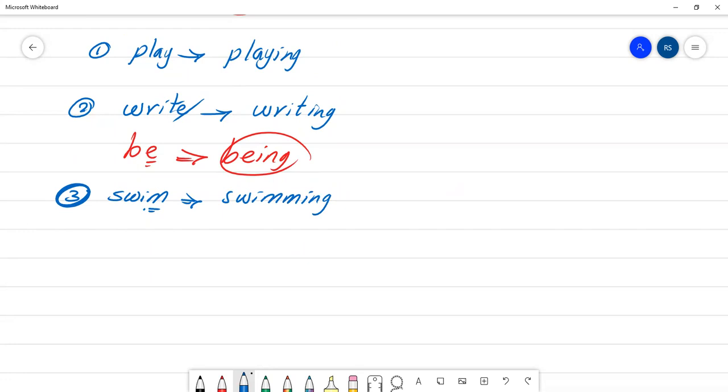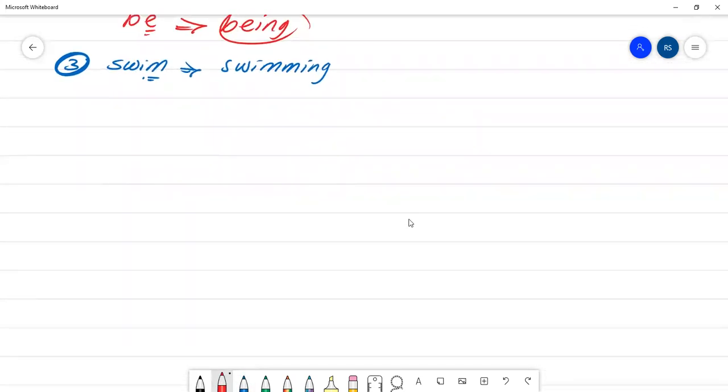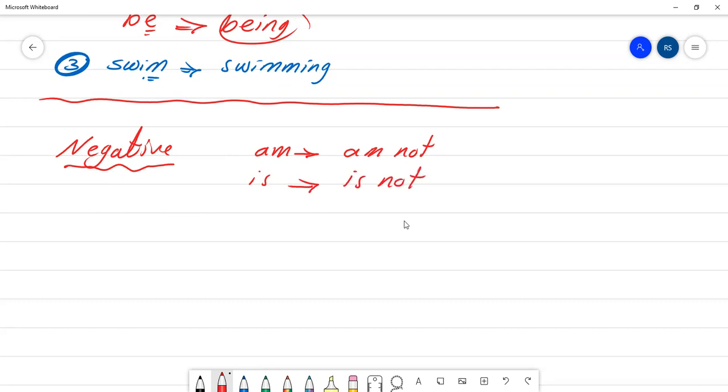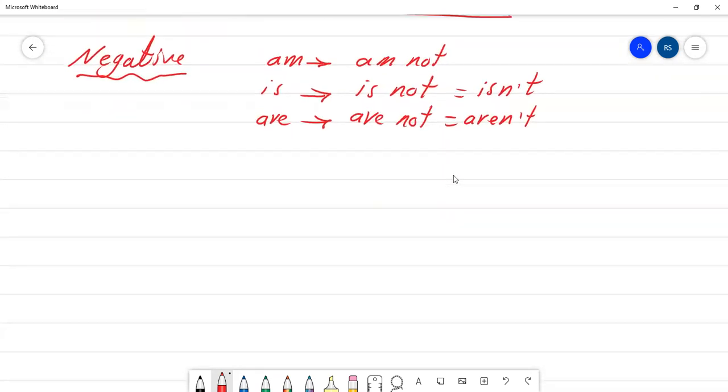Now let's move to another point, which is negative. It's very easy. We just add not after am, is, or are. Negative. Is not is contracted to isn't. Are not, or aren't. Okay, my friends, is it clear?